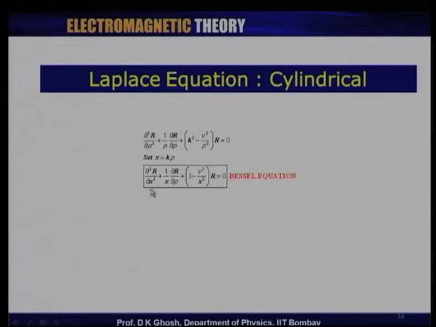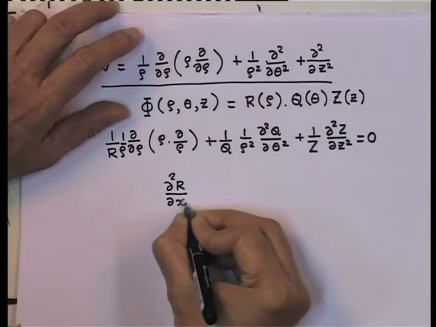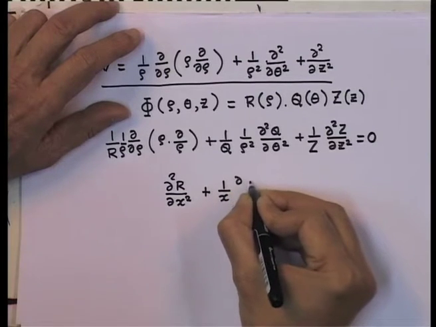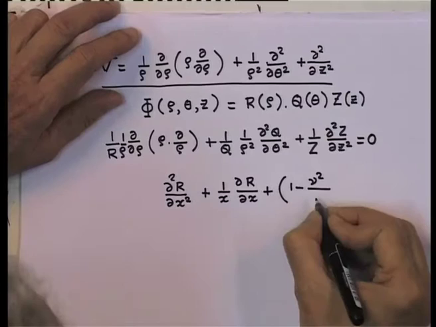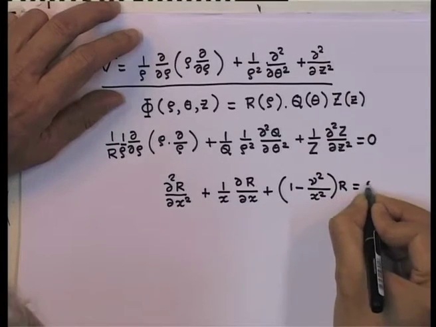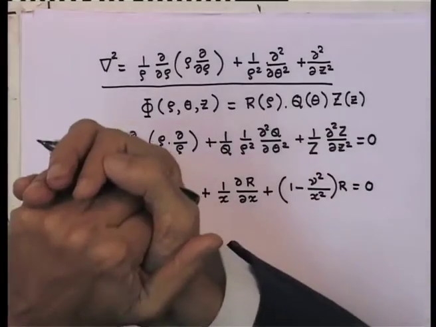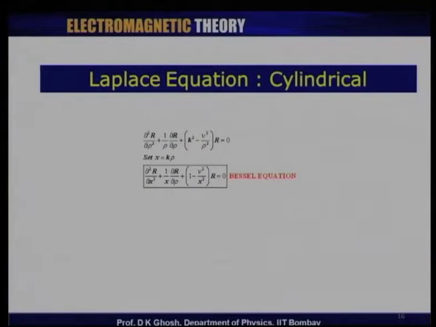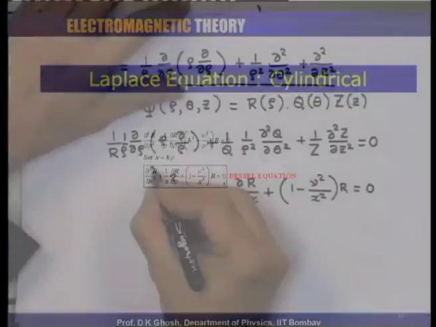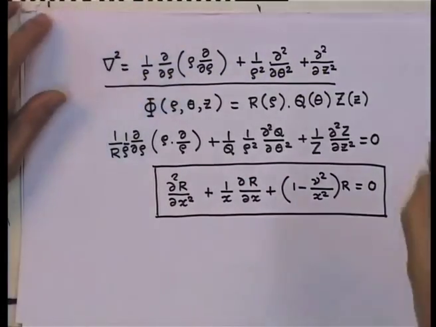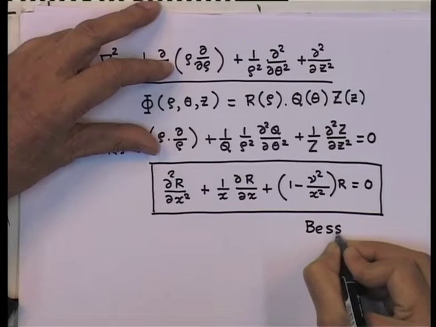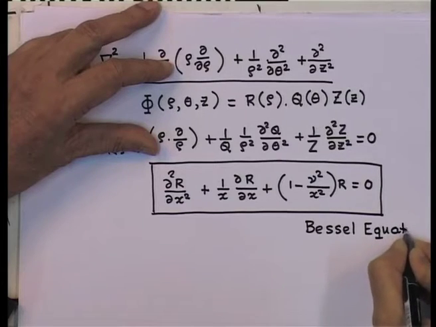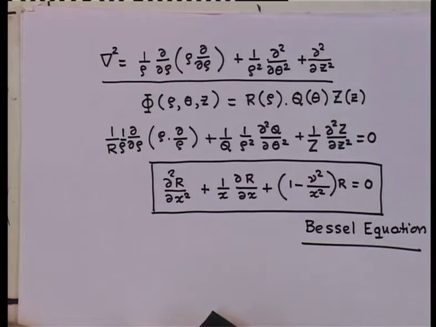So, this equation is known as the Bessel equation. Let me rewrite it: d square r by dx square plus 1 over x dr by dx plus 1 minus nu square by x square times r equal to 0. Recall that the single valuedness of q requires that nu must be an integer. This equation is well known in mathematics, and you will probably come across it in many other areas as well. The solutions of Bessel's equation are Bessel functions.